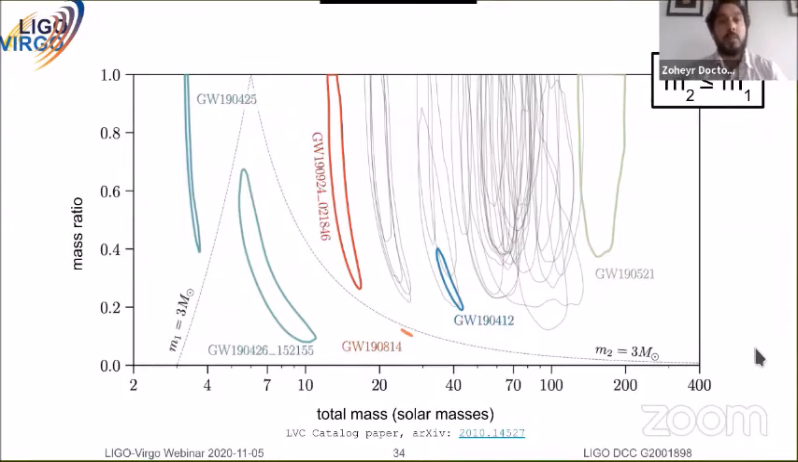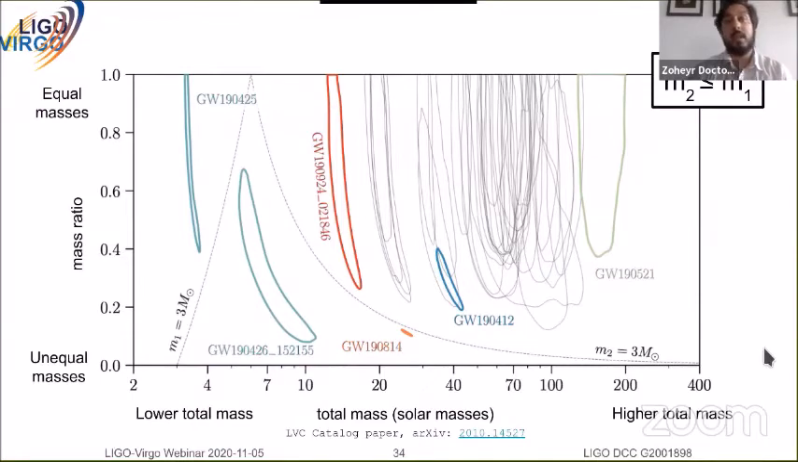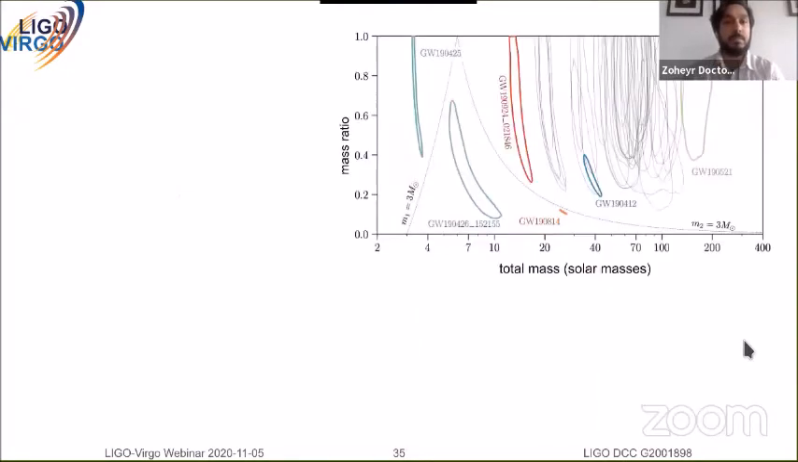Towards the top of this plot, that's a region where the mass ratio is very equal, so M2 would be very close to equal to M1. Towards the bottom of the plot, you'd have an unequal mass for these two colliding objects. On the x-axis towards the left, there are the low total masses, and to the right-hand side, we have higher total masses. All right, next slide, please.